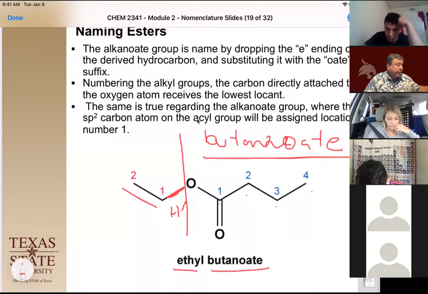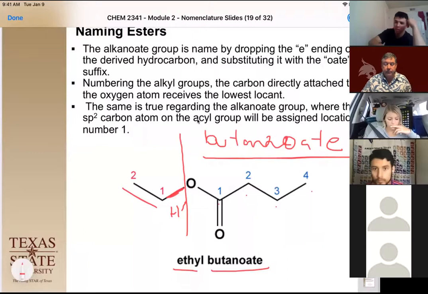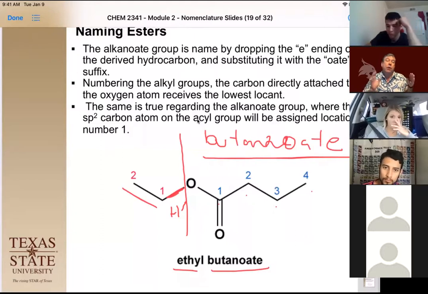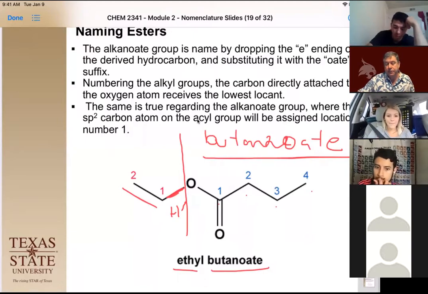There we go. So this again, we want to get very familiar with all these different functional groups in this chapter because we're going to be using them throughout the rest of the chapters. In fact, we'll be using them in the spectroscopy chapter as well.